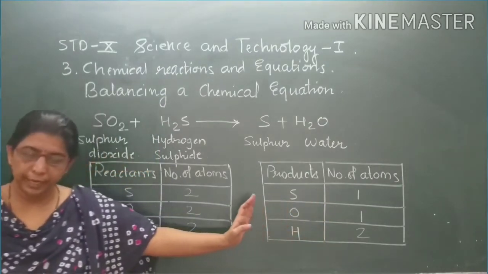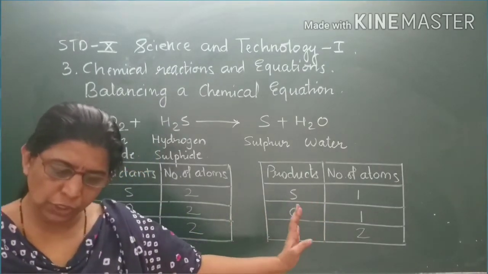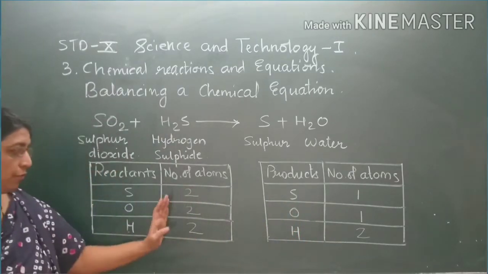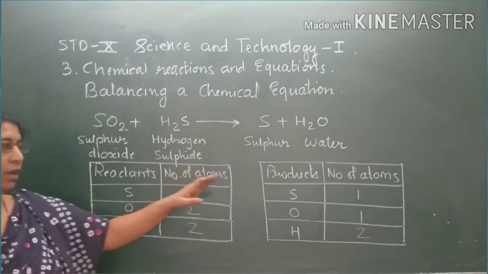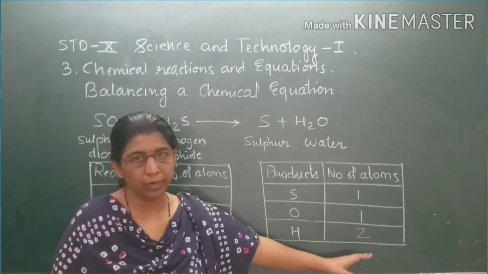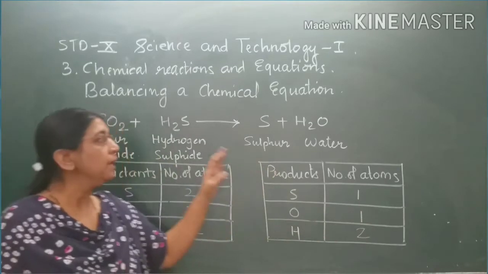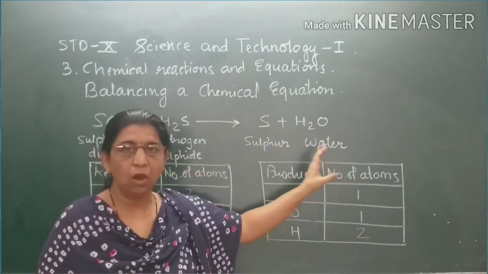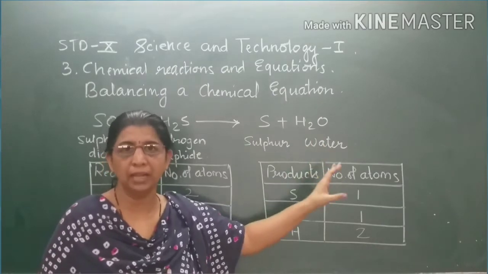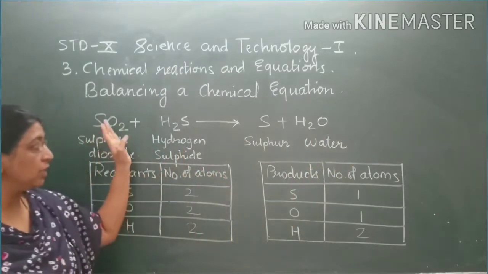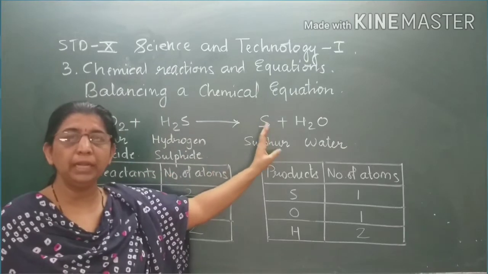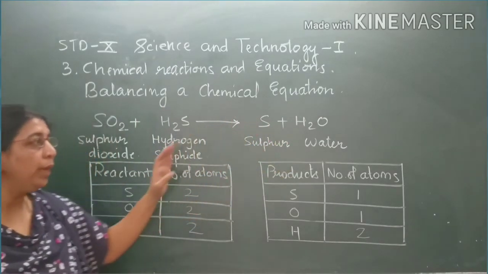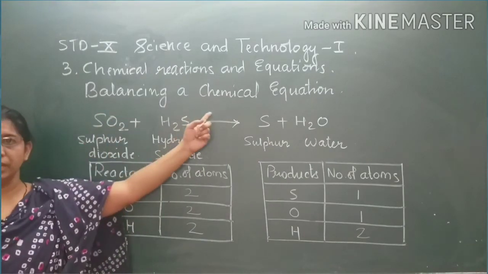Now we have studied the law of conservation of mass. The law says that the total mass of reactants must be equal to the total mass of products. According to this law, the equation which is written here is not appropriate, or we call it an unbalanced equation. This equation is not completely correct according to the law. For this reason, we need to balance a chemical equation.